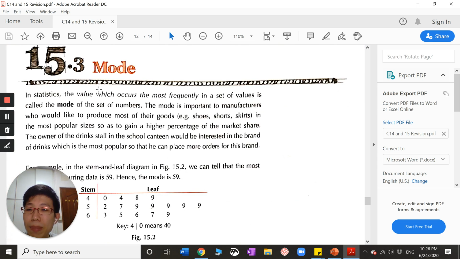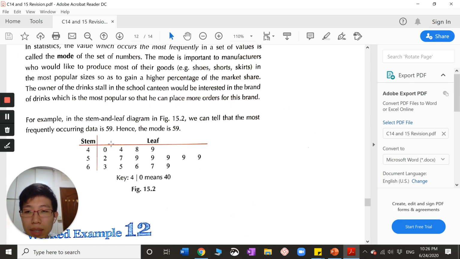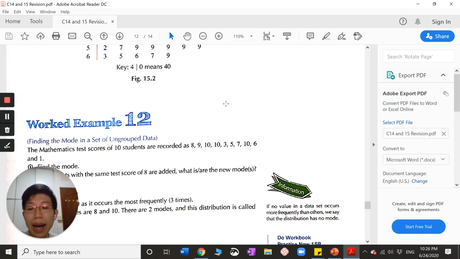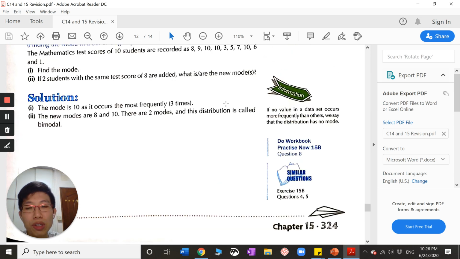Okay, so the last one will be the mode. Mode means the value that appears most frequently. So in this case, in this diagram, the mode will be 59 because 59 appears 5 times: 1, 2, 3, 4, 5. It's just the number that appears the most. This one is the easiest among the 3 because you just need to observe which one is the highest number that repeats so many times, and after that just write it down. That's all. Normally students don't have any issues with finding the mode.